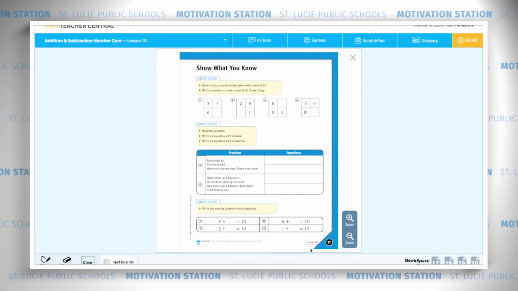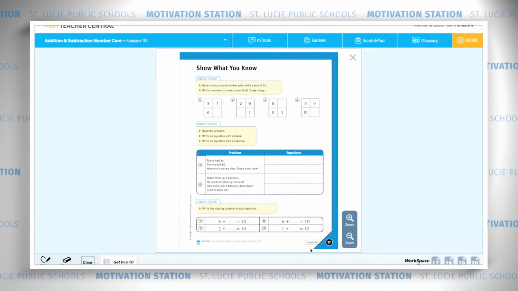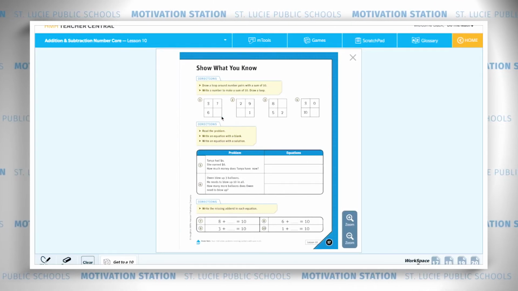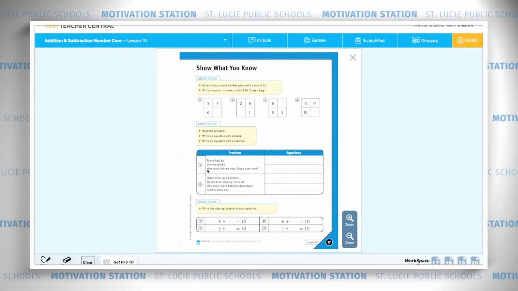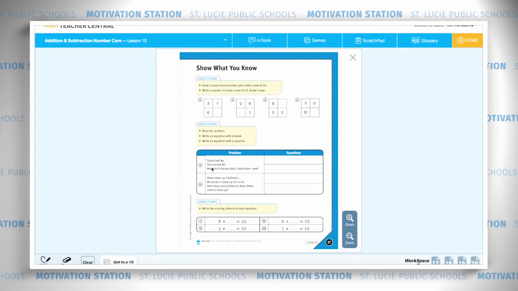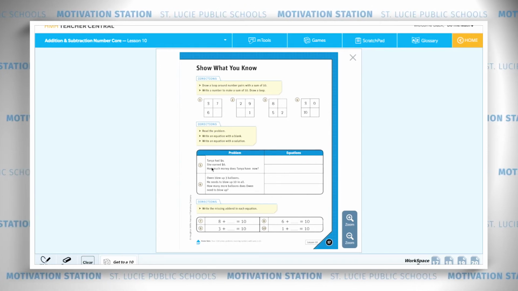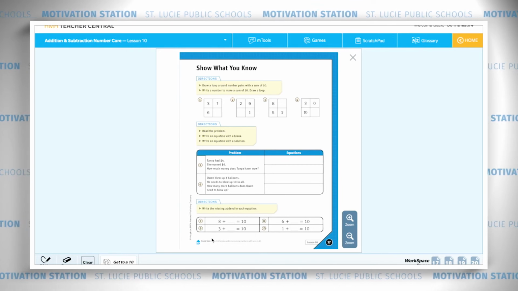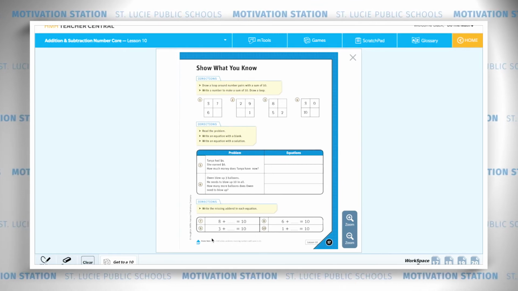Work in your workspace book. So let's go over some of the directions. You're going to draw a loop around number pairs with a sum of 10, and then write a number to make a sum of 10, then draw the loop. And then here you're going to read the problem, write an equation with a blank, then write an equation with a solution. And then down here in this last section, you're going to write the missing add-in in each equation.